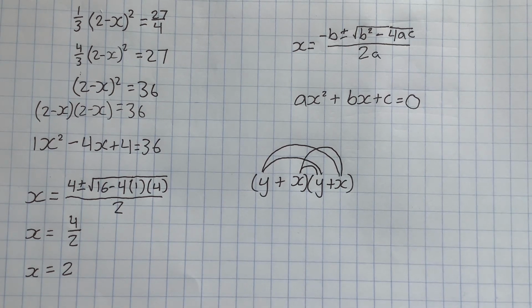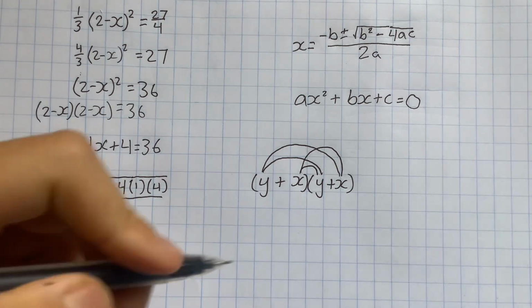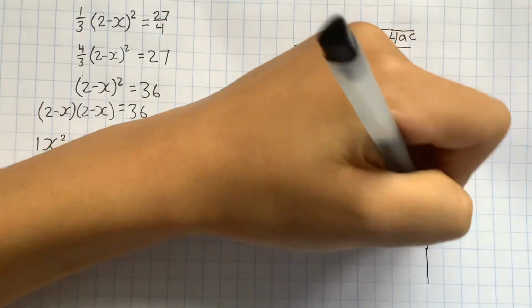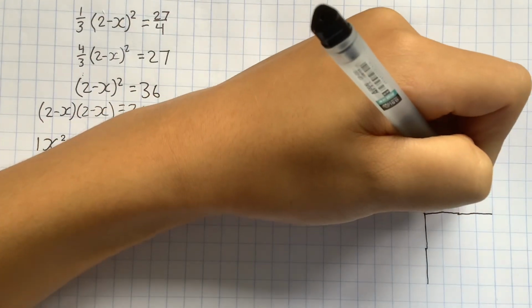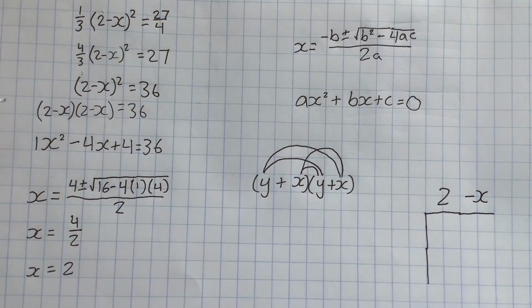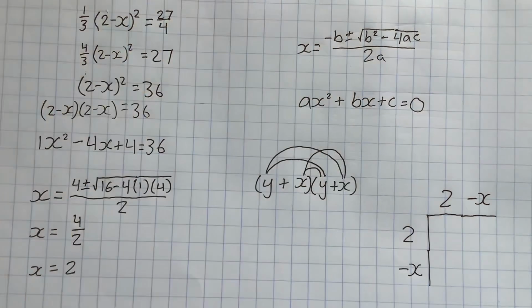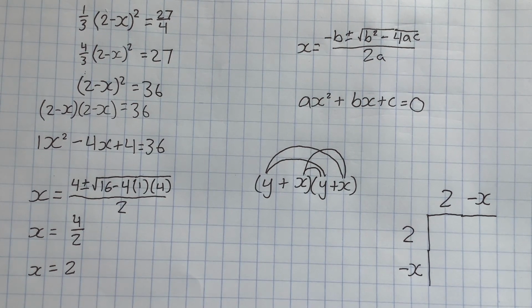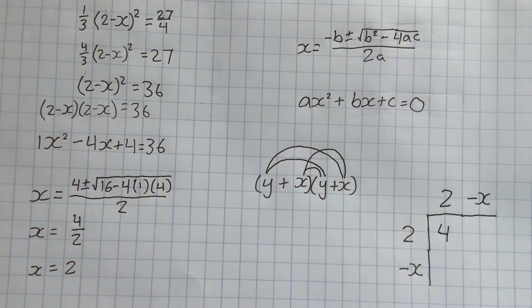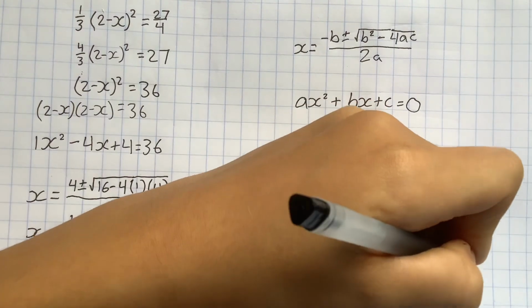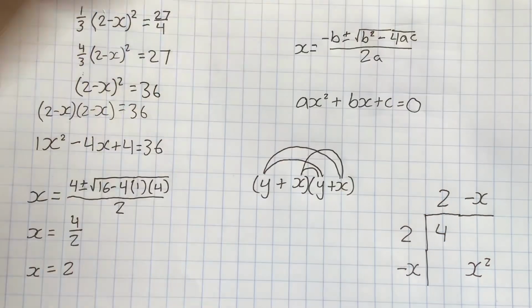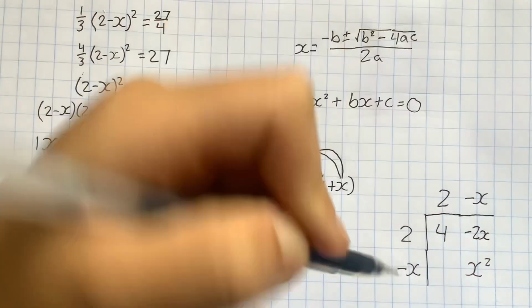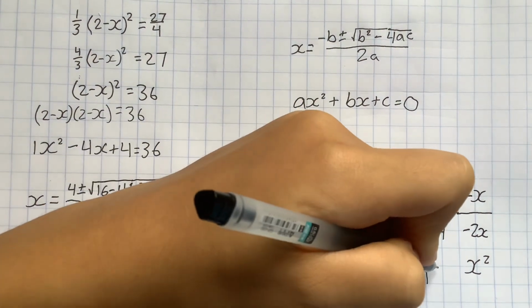So if we use real numbers, like we have in here, then we can draw a grid. And so here we have 2 and negative x, and also another 2 and negative x. If your two brackets have different numbers in them, then they're all going to be different numbers. So what we're going to do here, we're going to use this as like a multiplication grid. So 2 times 2 is 4. Negative x multiplied by negative x is going to be positive x squared. 2 multiplied by negative x is going to be negative 2x. And of course 2 multiplied by another negative x is going to be negative 2x again.